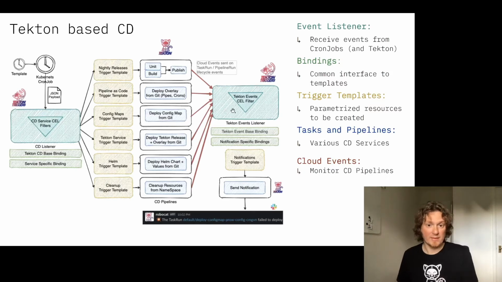And this event listener, what it does, it collects all the events from the CD pipelines, and it filters them and it recognizes, for instance, if one of the pipelines failed. And then it extracts the information from that pipeline using bindings again, and it passes that information into a notification task, which is executing then to send a notification into a dedicated channel on Slack that alerts the build cop of the day.